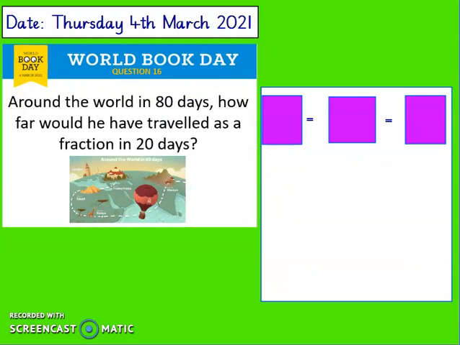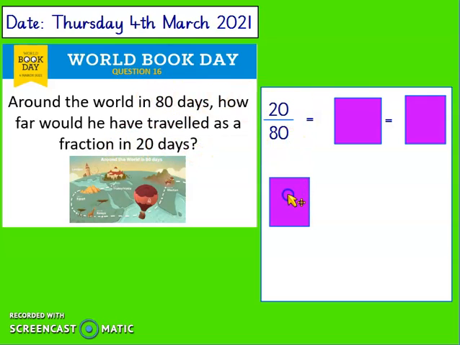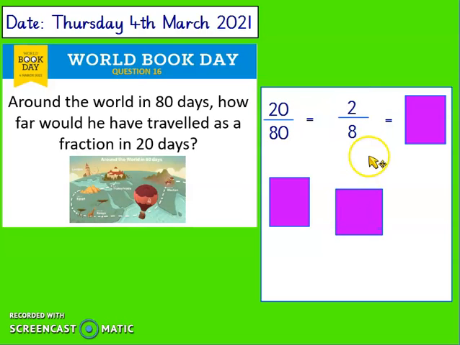Next question. Around the World in 80 Days. How far would he have travelled as a fraction in 20 days? So if we were to write this as a fraction, we'd have 20 days out of 80, and it would look like this. Now we need to simplify it. By looking at both these numbers, they end in 0, so I know I can divide them both by 10, which would give me 2 eighths. And looking at these two numbers, they're still both even, so I can simplify them even more. What's my final answer? Pause and unpause so you can check. The final answer would be 1/4.